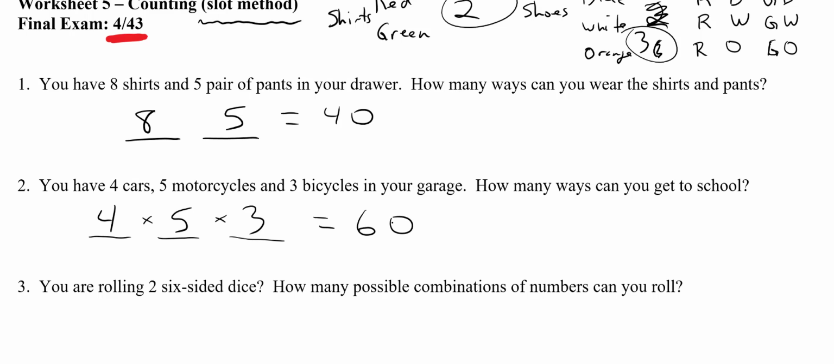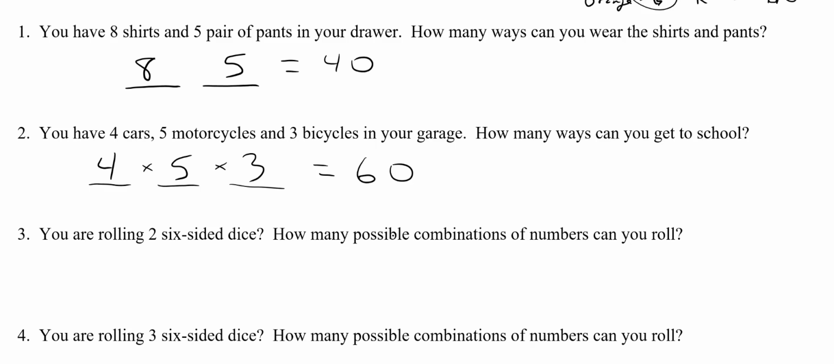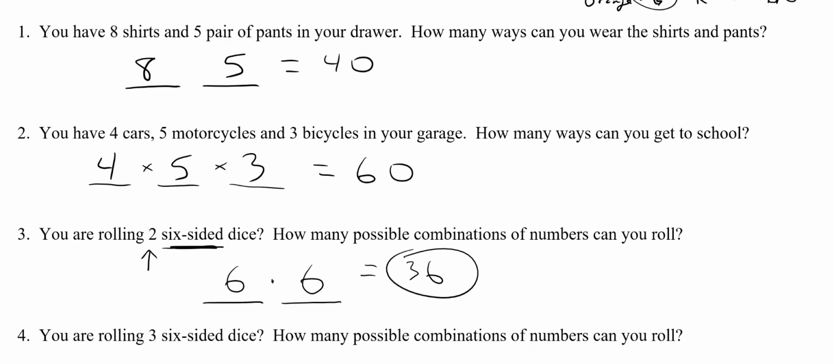Okay? Let's look at dice now. Right? Dice, there are 6 sides on a die. So how many possible combinations are there if you roll 2 of them? That means you're going to draw 2 slots. And how many can you roll on the first die? There's 6 possibilities on the first die. How many can you roll on the second die? 6 on the second die. So you multiply those together, and we get 36.